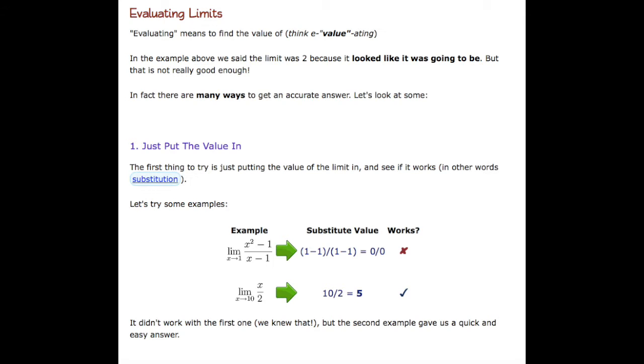It is indeterminate, or we could say undefined, so it won't work. For the second example, we have the limit of x over 2 as x approaches 10 is 5. We got the answer 5, which is the limit, and it works. It didn't work with the first one, but the second example gave us a quick and easy answer. For the first way to get the limit, we just have to substitute the value of x.